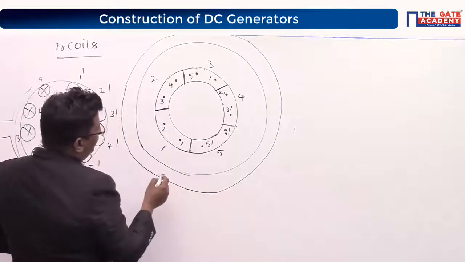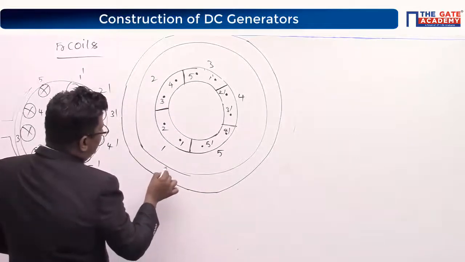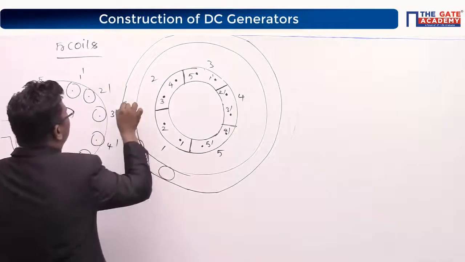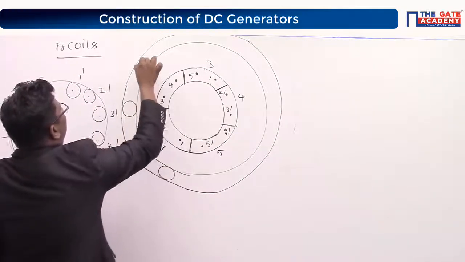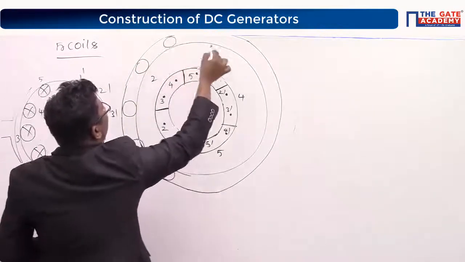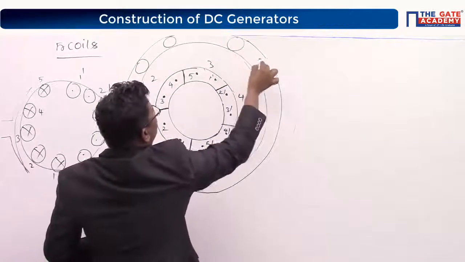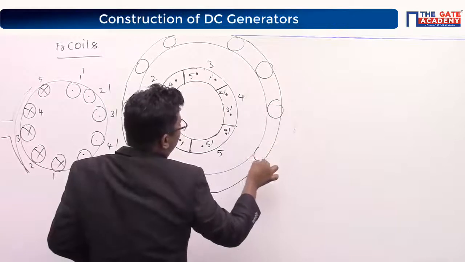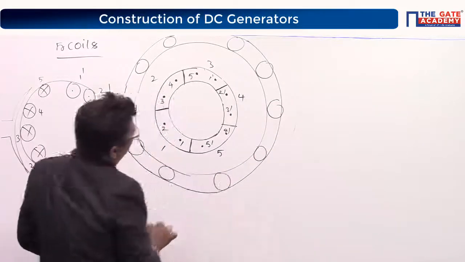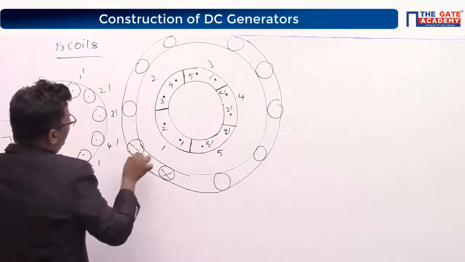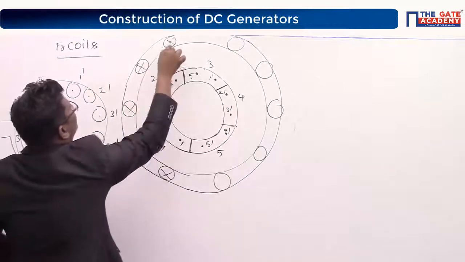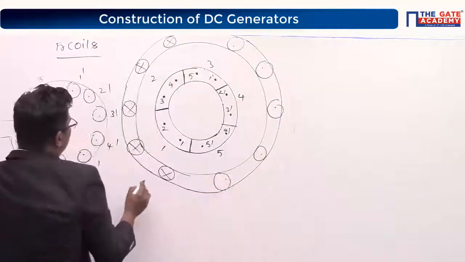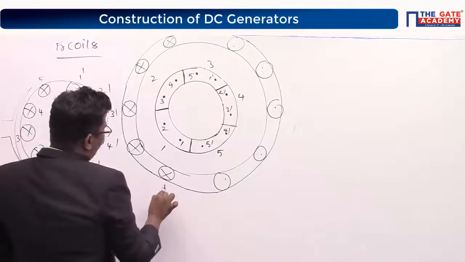Same conductors like that. Let us say this is 1, 2, 3, 4, 5, 6, 7, 8, 9, 10. North pole, North pole, North pole, North pole, South pole, South pole, South pole, South pole, South pole. Let us say 1.